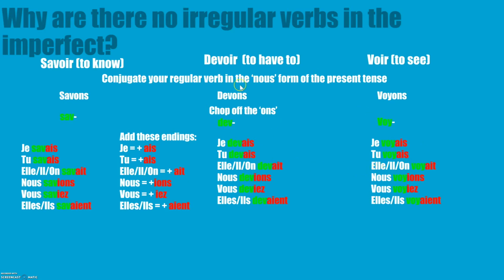And the reason why there's no irregular verbs in the imperfect is that by conjugating any verb in the nous form of the present tense, you're always going to get a scenario where it ends in ONS, you chop it off, and then you always add the same endings. So that way there's no irregular verbs in the imperfect, because you're always following the same pattern. However, I'm sorry guys, there's always going to be an irregular verb in the imperfect. There's always going to be one. It's French we're talking about.